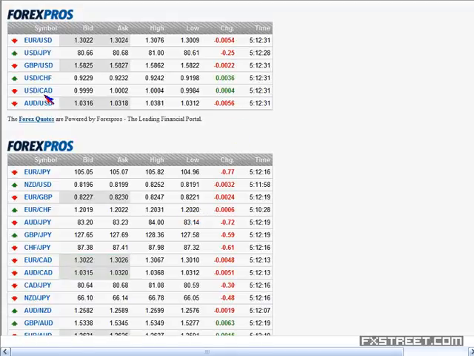Then in the case of Canadian dollar, it is just 1 pip short of the parity at the moment. 0.9999, 1.0002 are the current levels. 1.0004 is the high. 0.9984 is the low. 4 pips positive net change is seen. When Australian dollar is making about 57 pips negative net change, USD CAD has made only a 4 pips gain.